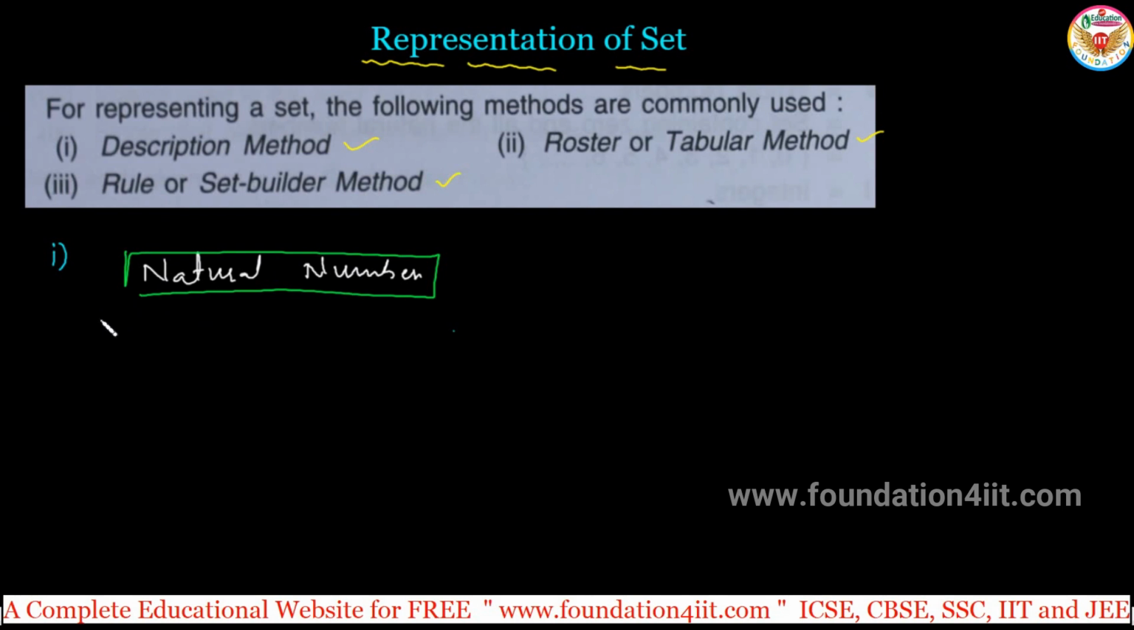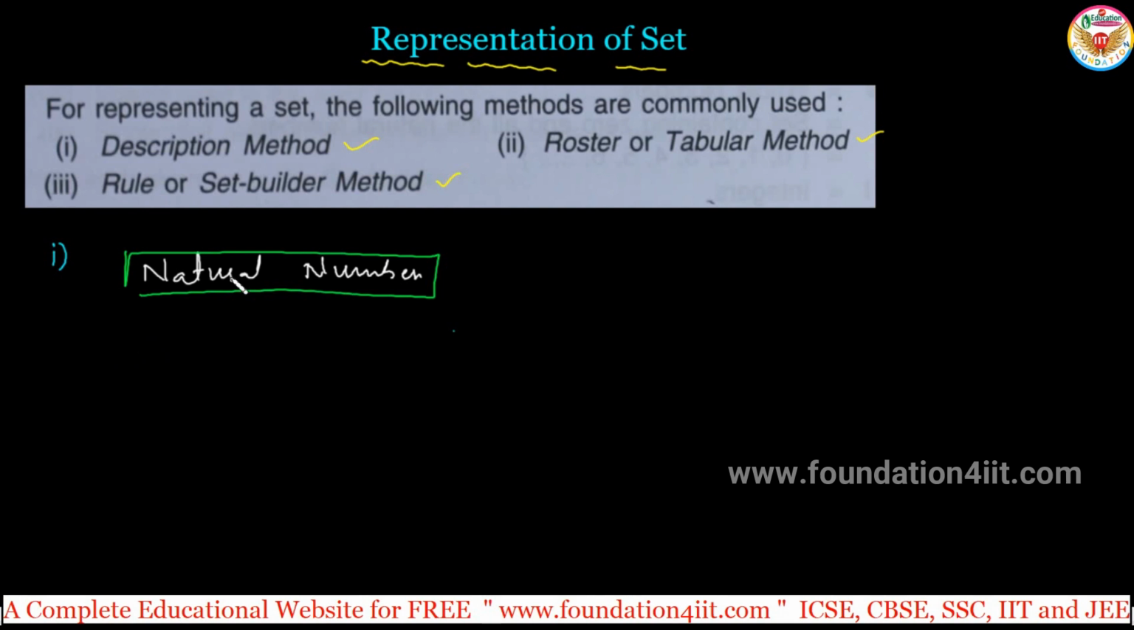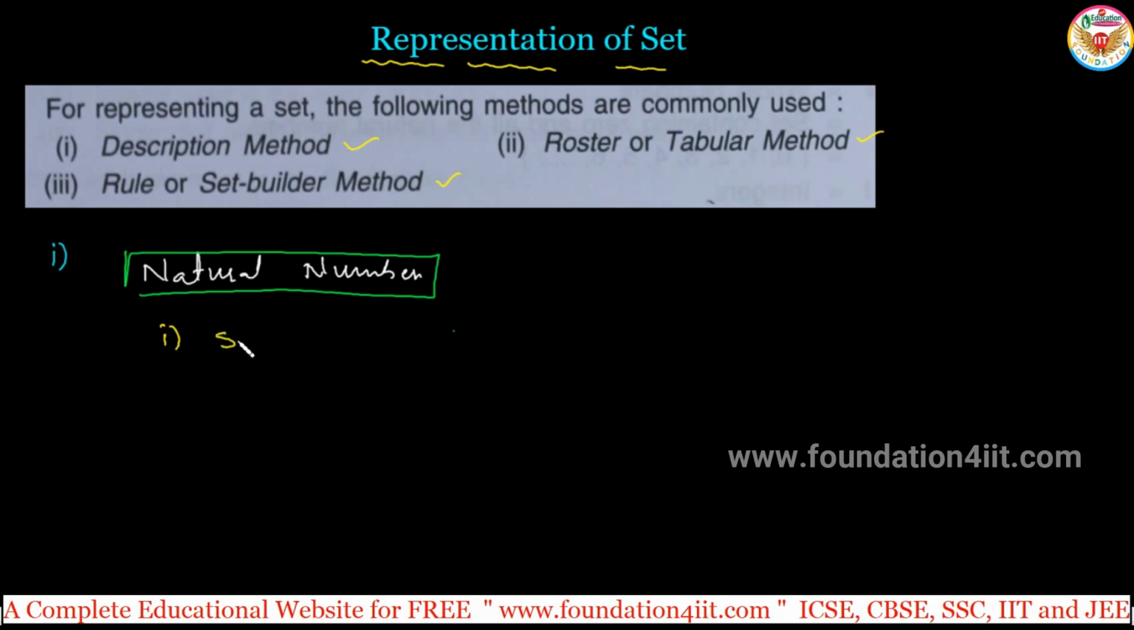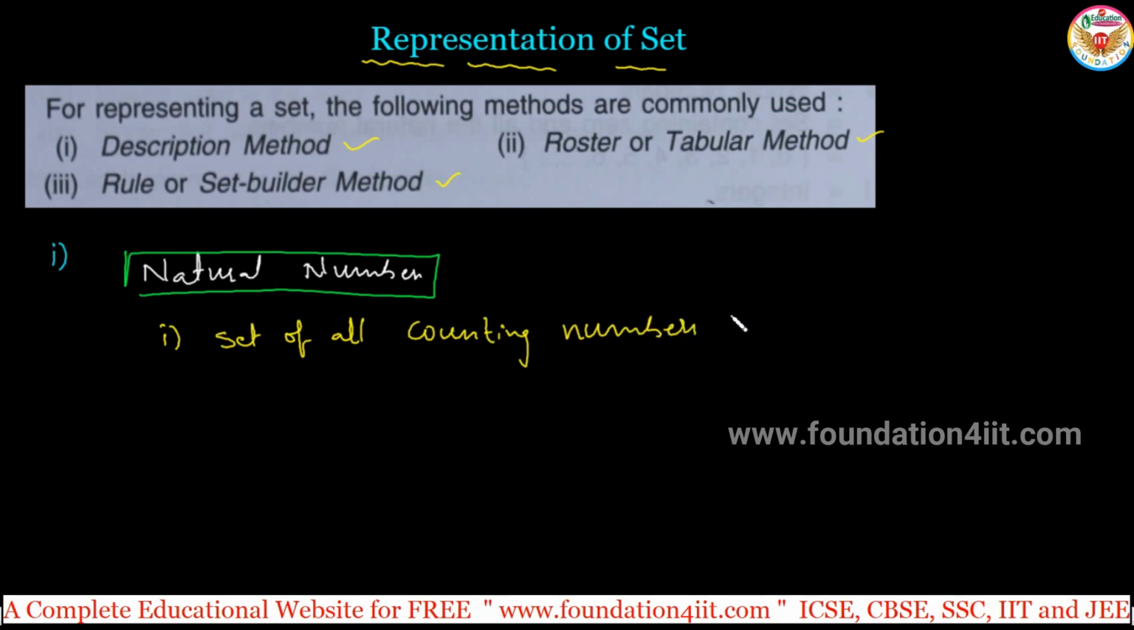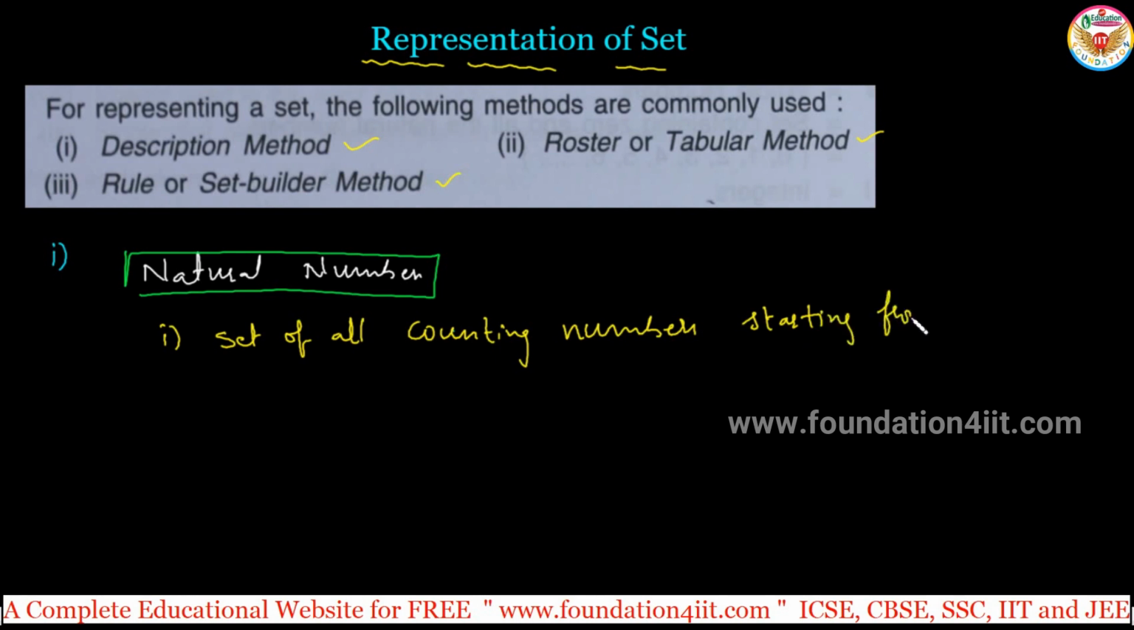So for natural numbers, we can write the first form as a description: set of all counting numbers starting from 1. That is the definition of the natural numbers. There is only a description for the natural numbers. This is the description method.